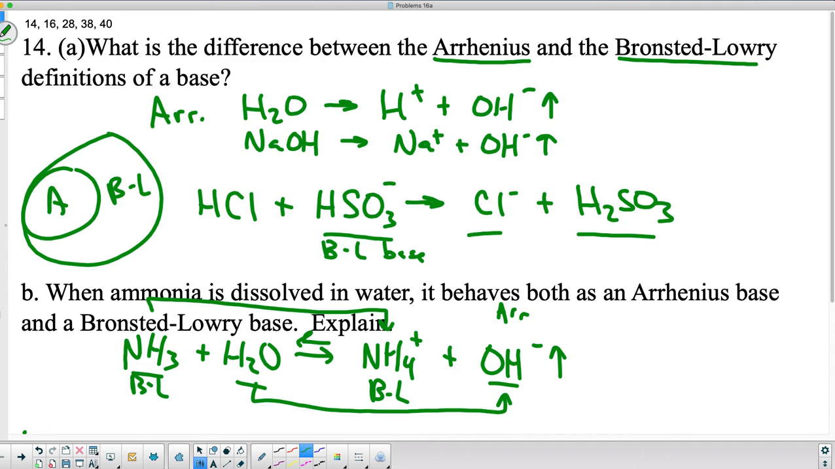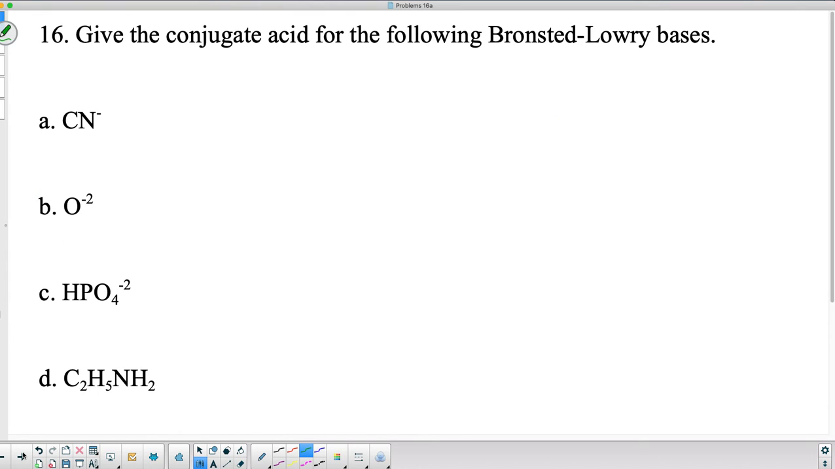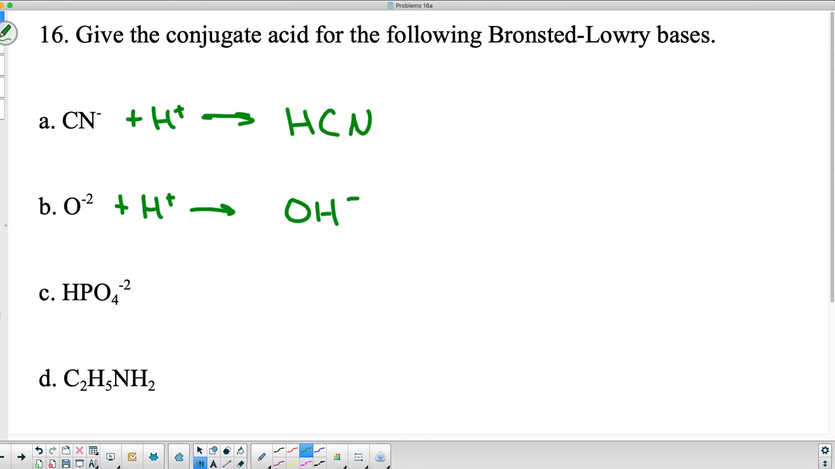Let's move on. The next one's going to be a little bit easier to do because all we have to do here for the conjugate acid is show what happens after we add an H plus to it. That's it. These are super easy. So what happens here? HCN is the conjugate acid for CN minus as the base. So for each one of these, all I'm doing is adding an H plus. And then you can see what happens on the other side. So here I get H2PO4 with a minus 1.